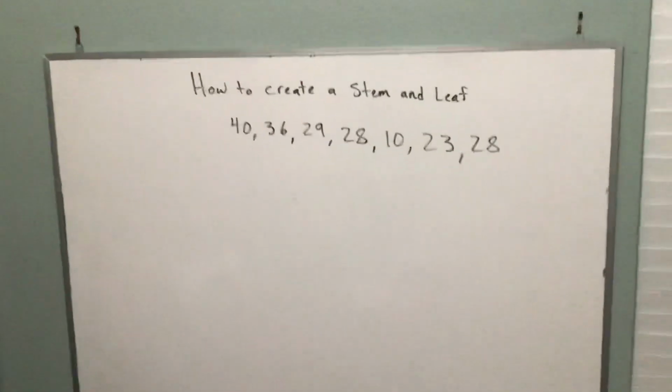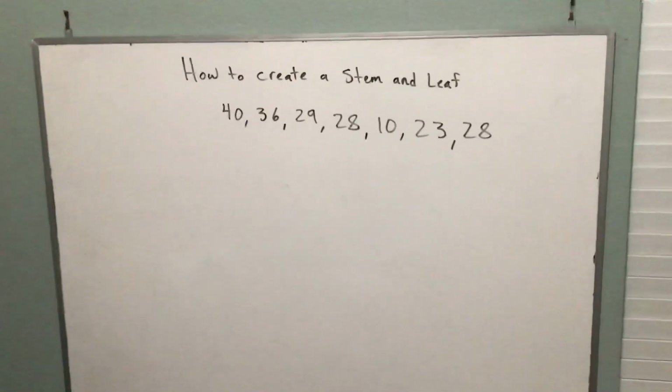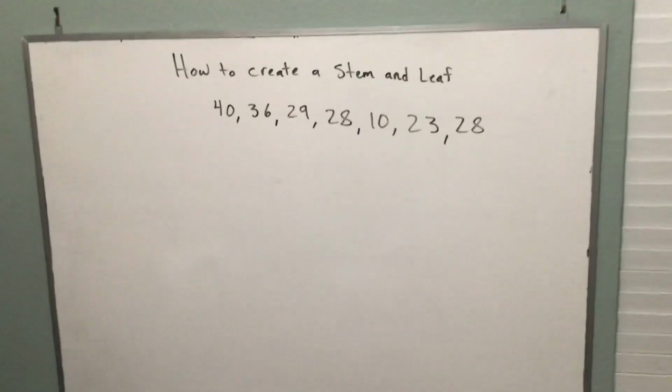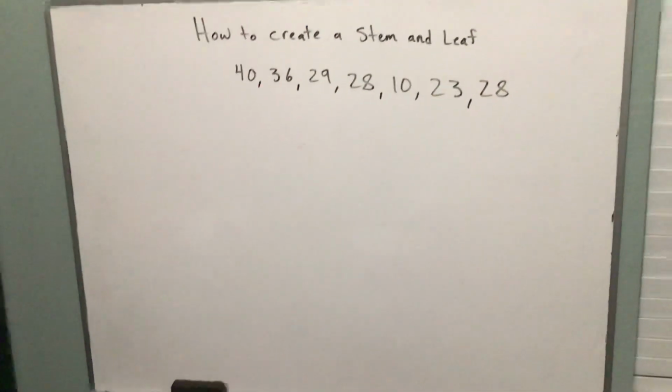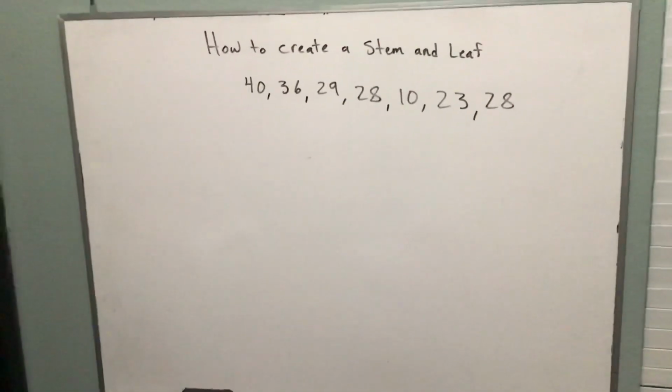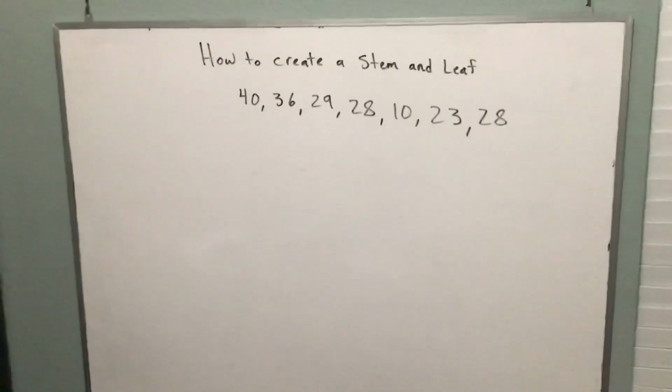During this video, we're going to learn how to create a stem and leaf plot. As you can see, I already have the list in there. I just created random numbers. So for time's sake, we're just going to spend mainly learning how to create the dot plot.